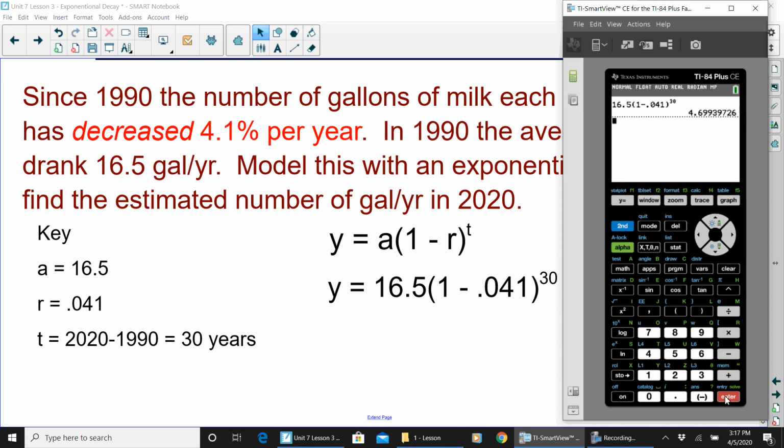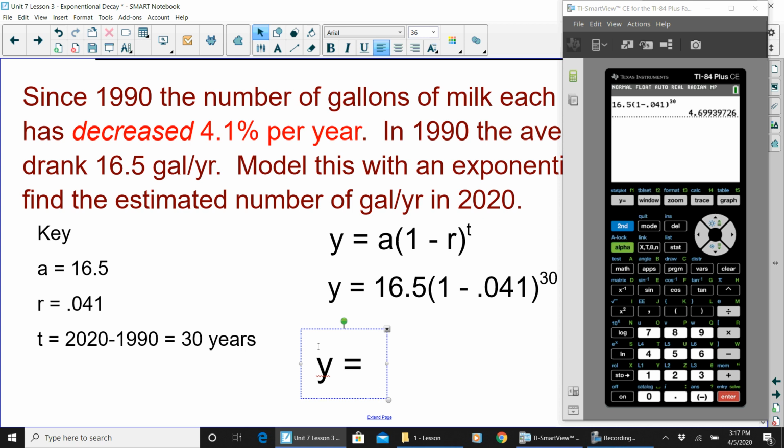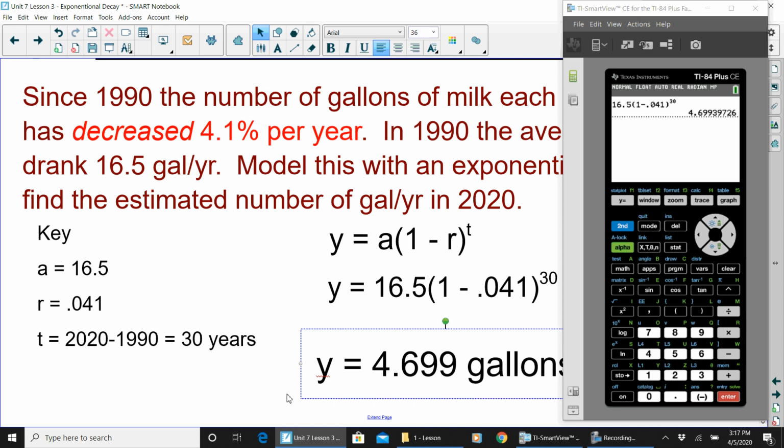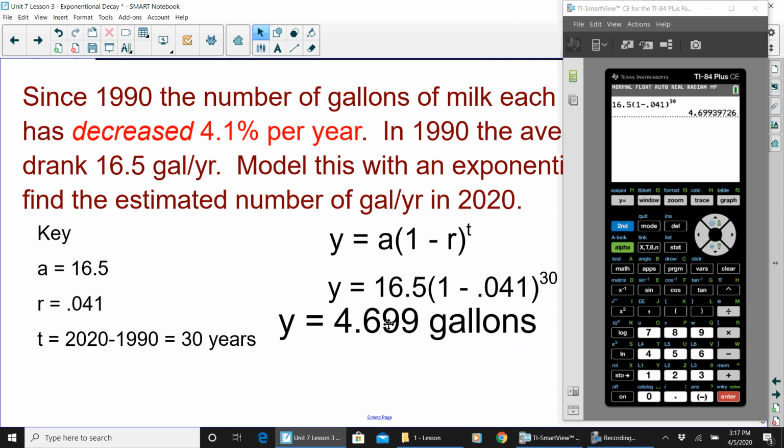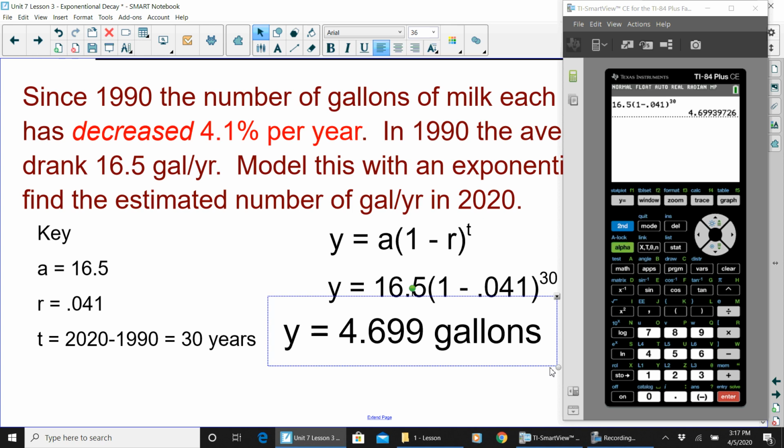All right, so it says find the estimated number of gallons. So if it says find the estimated number of gallons, I'm going to put y equals 4.699 gallons. On the estimated number of gallons, that would be 5.